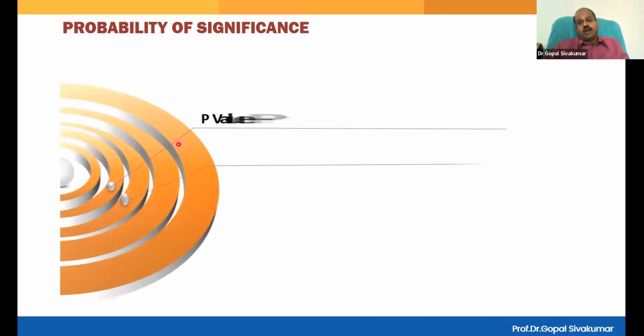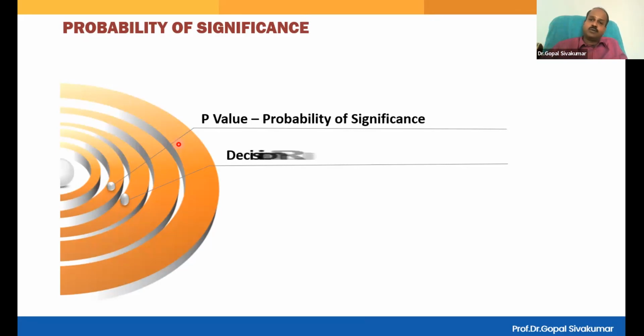Now, how much is the type 1 error in my experimentation? I want to know. For that, there is a beautiful tool called p-value. P-value means probability of significance. Once you understand what this p-value is, you will be able to take effective decisions after experimentation, and understand whether the experimentation is worth interpreting or not.